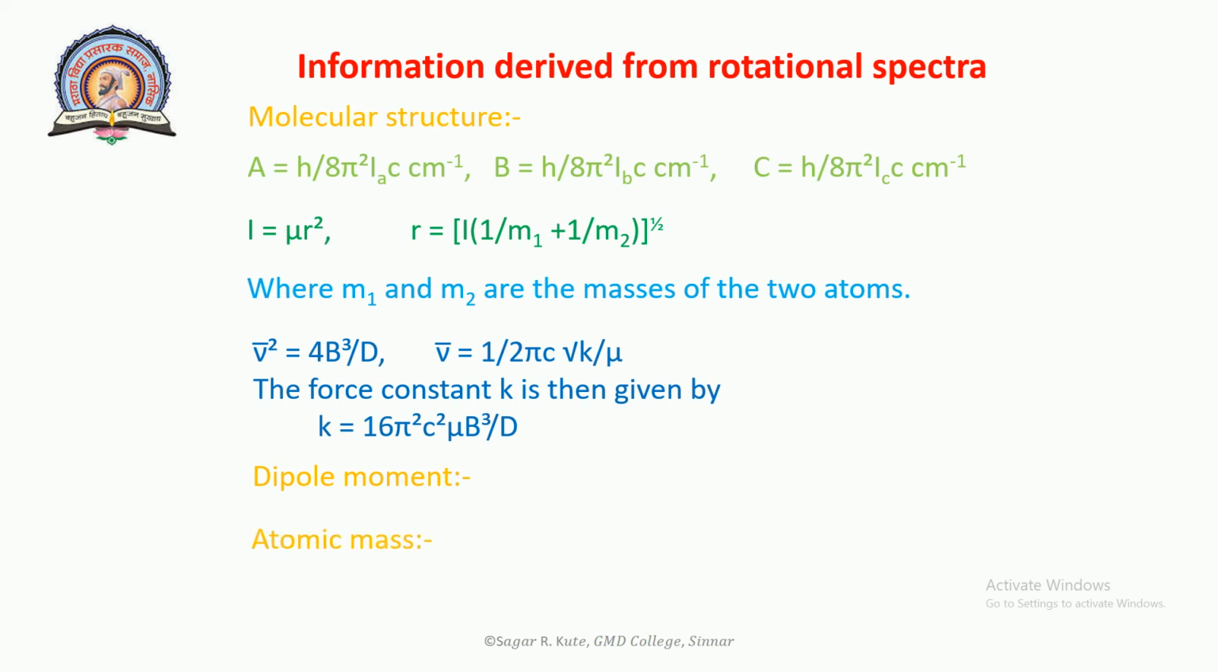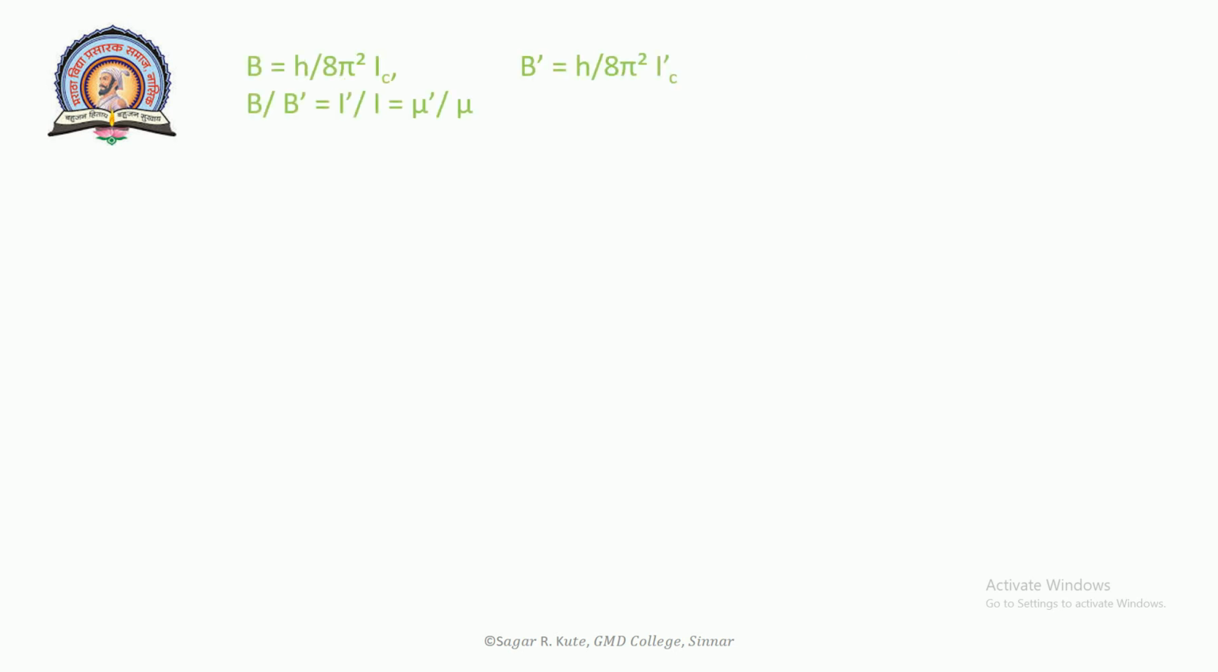Atomic mass. The very high resolution possible in microwave spectroscopy allows it to be used for determination of atomic masses. The rotational spectra of a molecule and its isotope give B and B dash, where prime refers to the isotopic molecule. B is equal to h upon 8 pi square IC. B dash is equal to h upon 8 pi square I dash C. B upon B dash is equal to I dash upon I is equal to mu dash upon mu. From the known value of mu, one can evaluate mu dash, from which the mass of the isotope may be estimated.